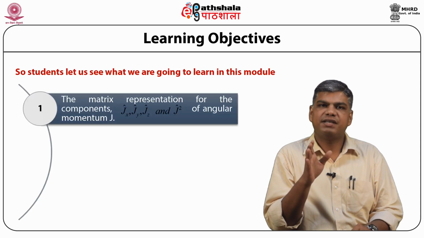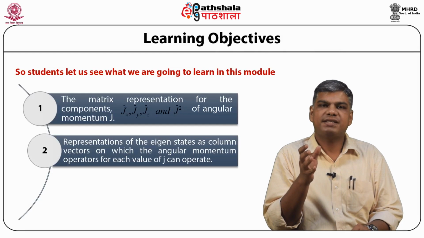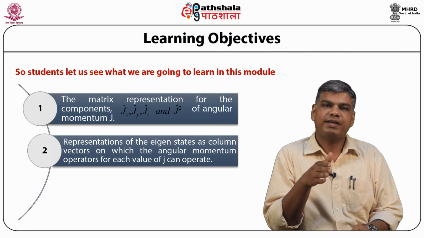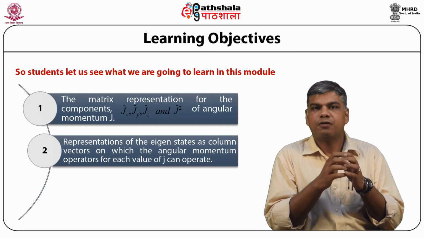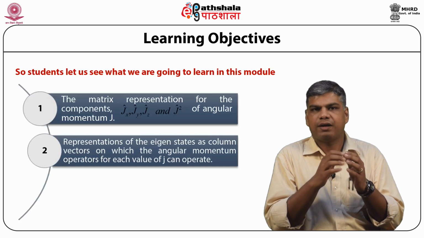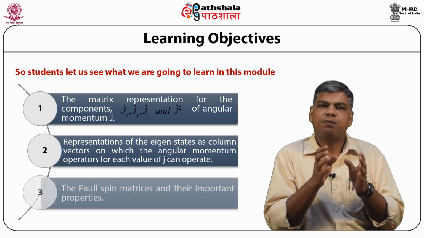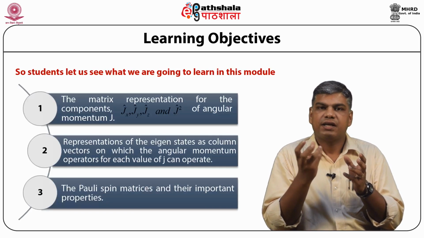After having studied the matrix representation, we'll then try to understand the representations of the eigenstates as column vectors on which the angular momentum operators for each value of j can operate. Then the Pauli spin matrices will be discussed, and we will see what their importance is and what their important properties are.